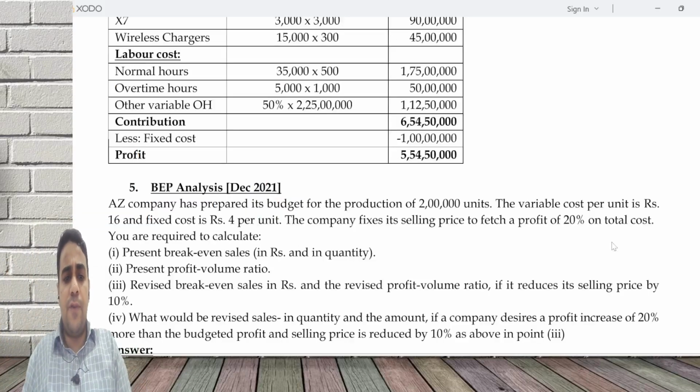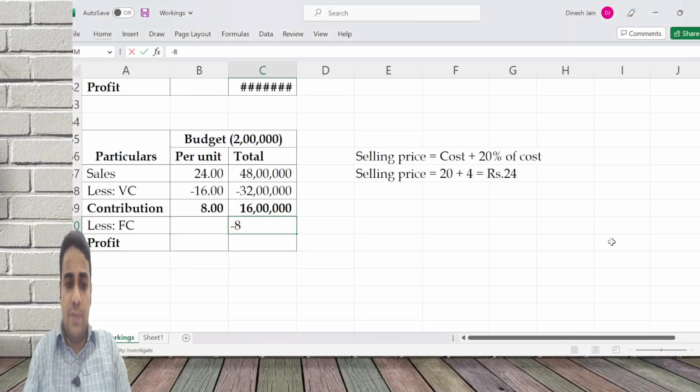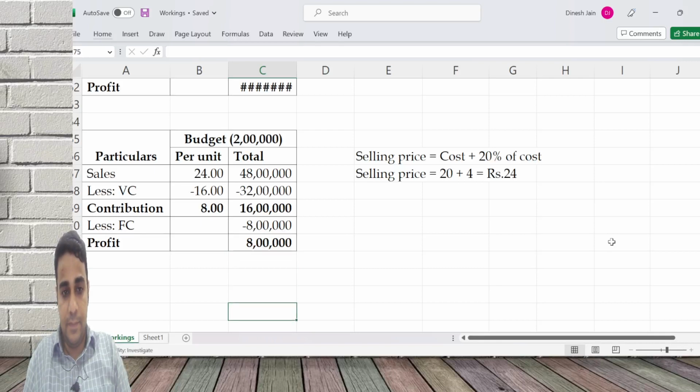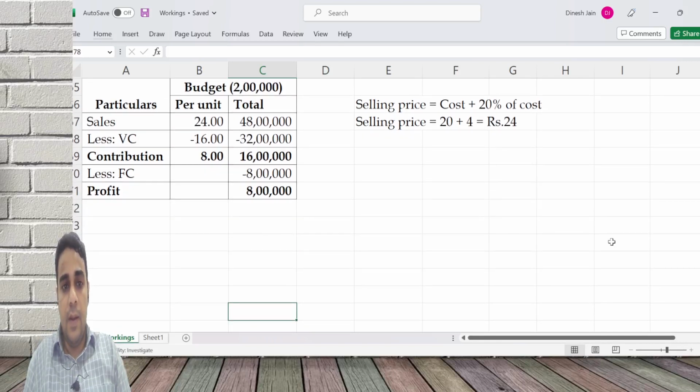Fixed cost is 4 per unit, which is broadly 8 lakh. Fixed cost is 8 lakh. Profit is 8 lakhs.